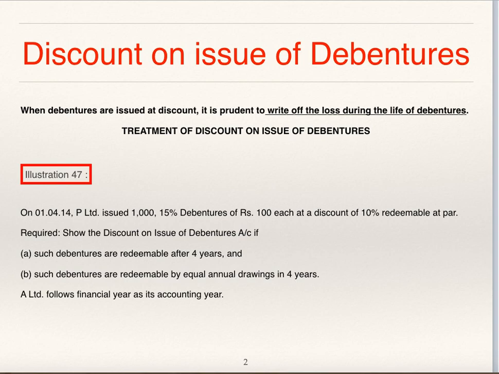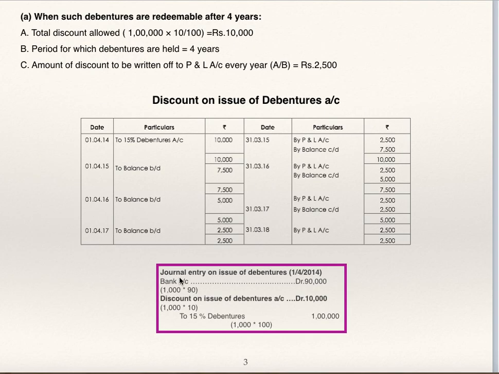1015% debentures of 100 each they have issued at a discount of 10%. The discount on issue of debentures is 10%, but these debentures are redeemable at par. First I will let you know the journal entry for issue of debentures.